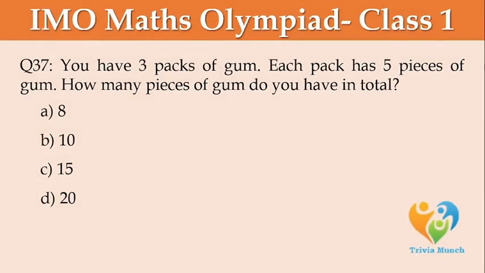You have 3 packs of gum. Each pack has 5 pieces of gum. How many pieces of gum do you have in total? Option A, 8. Option B, 10. Option C, 15. Option D, 20.